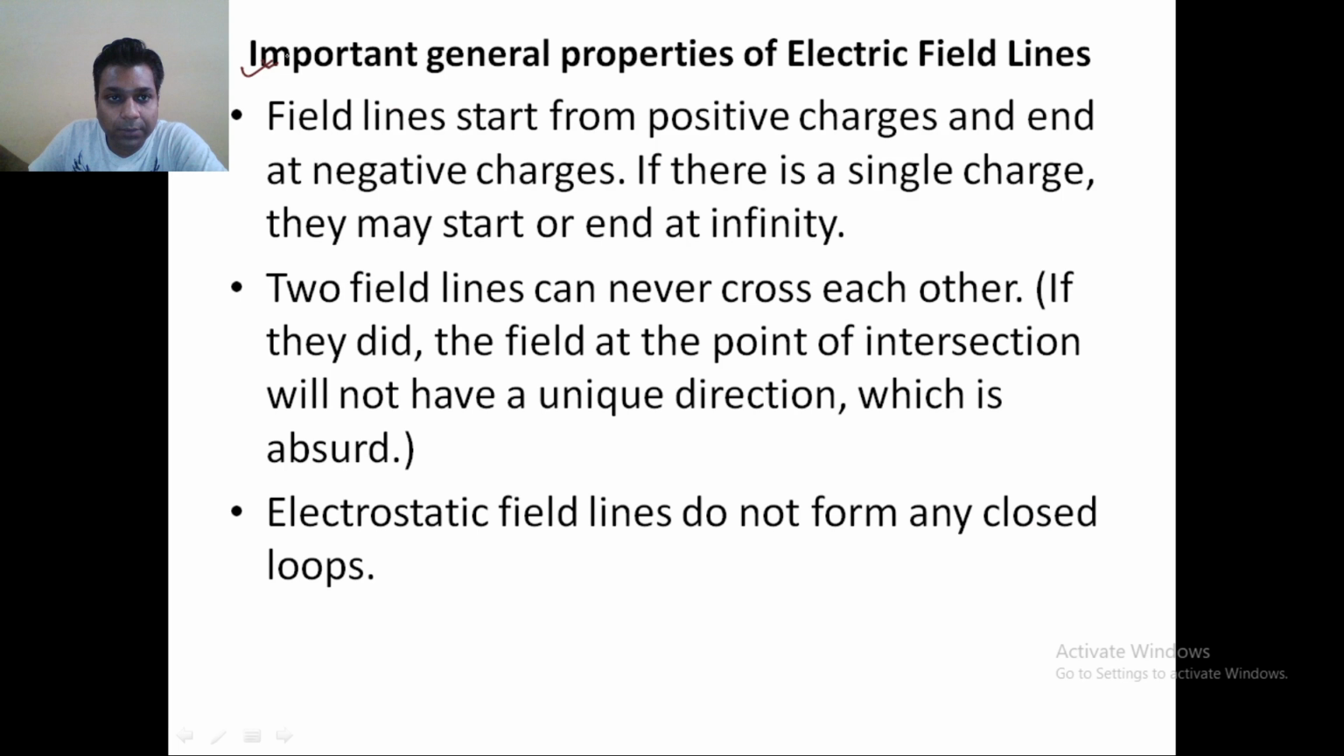Now important properties: field lines start from a positive charge, as we have seen in the first slide, and end at a negative charge, and if there is a single charge, then they may start or end at infinity. So we can take one point at infinity, one at the reference source charge. Two field lines can never cross each other, because if they cross, it indicates two different directions of the electric field, which is not possible. That would be absurd. And the last one is that they do not form a closed loop. About the closed loop, we will study in the next chapter also.